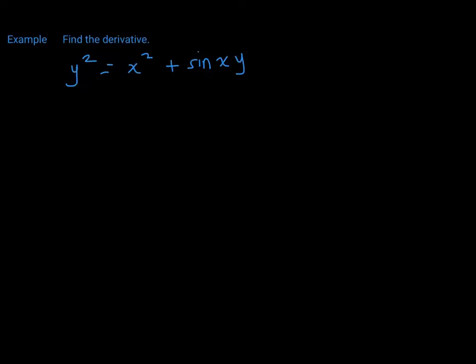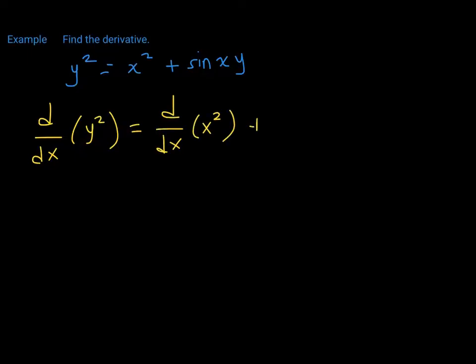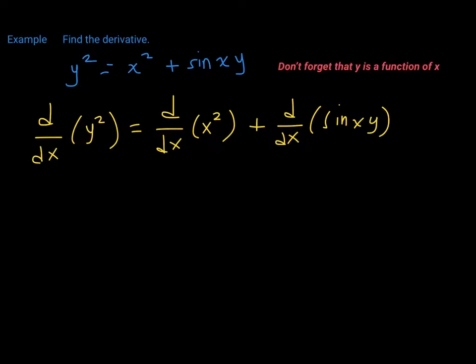We're going to differentiate both sides. So d/dx of y squared must be equal to d/dx of x squared plus d/dx of sine of xy. Now, again, do not forget that y is a function of x. So the left-hand side is 2y times the derivative of y with respect to x, is equal to 2x plus, all right, here we go.